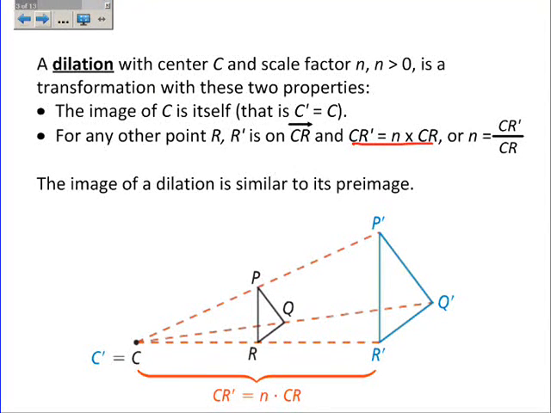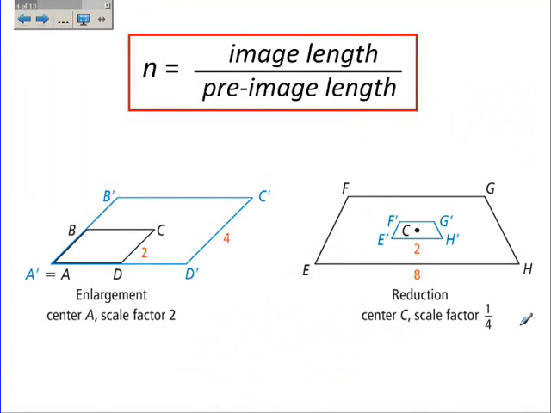Another way of rearranging that, if you divide both sides by CR, you get that n is equal to CR prime over CR. We will come back in a second and look at this formula, and it'll be very useful if you want to find n. Also, the image of a dilation is mathematically similar to its pre-image. Looking at that same formula, n is equal to CR prime over CR, or in more general terms, n is equal to an image length divided by a pre-image length.